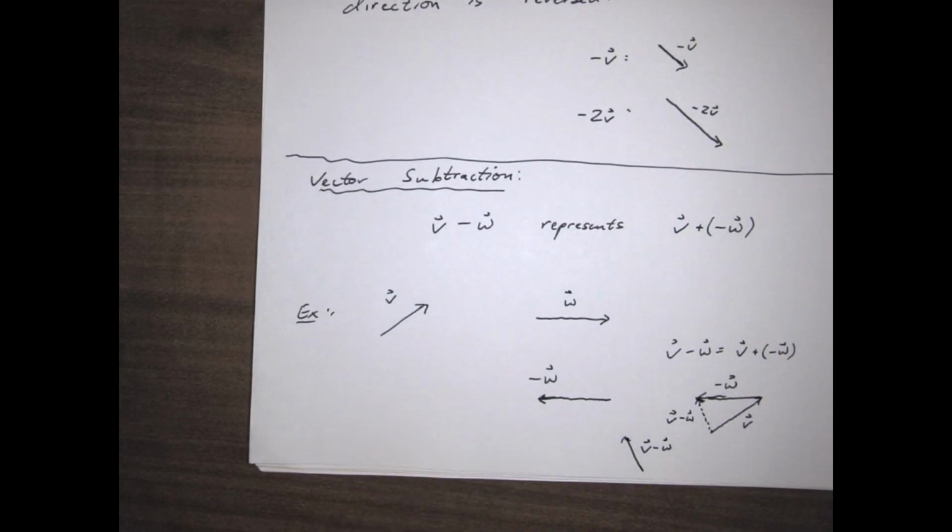Just as a note, there's another way classically that vector subtraction is represented, and that would be put v and w tail to tail and go from the tip of w to the tip of v. But that way is very easy to mess up, so this is the way that I will officially endorse.